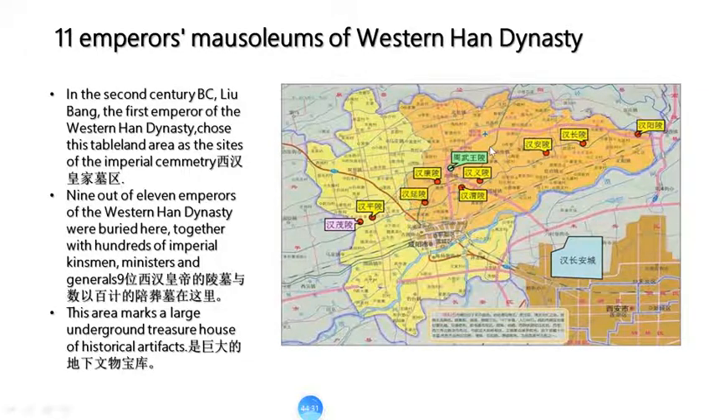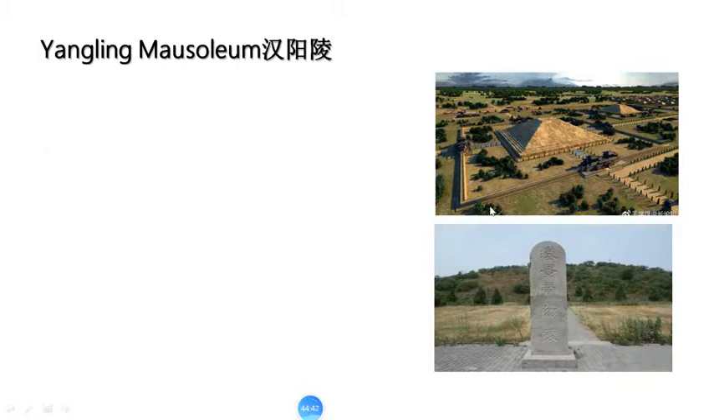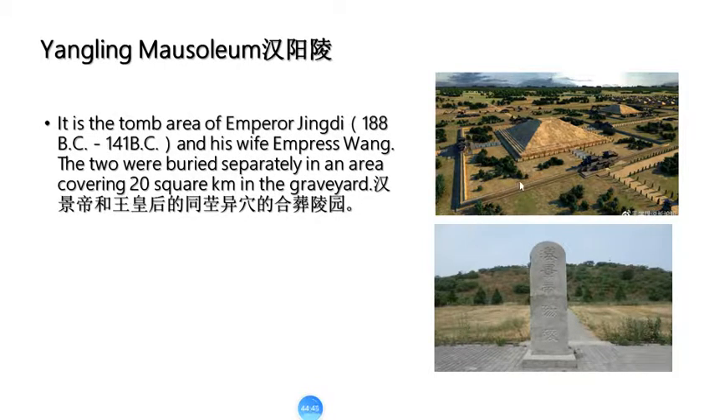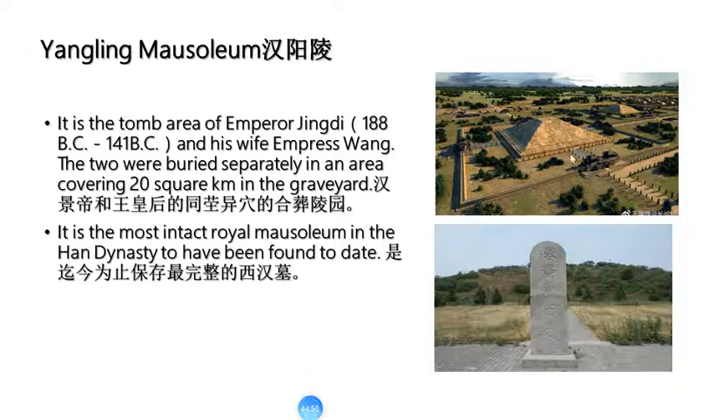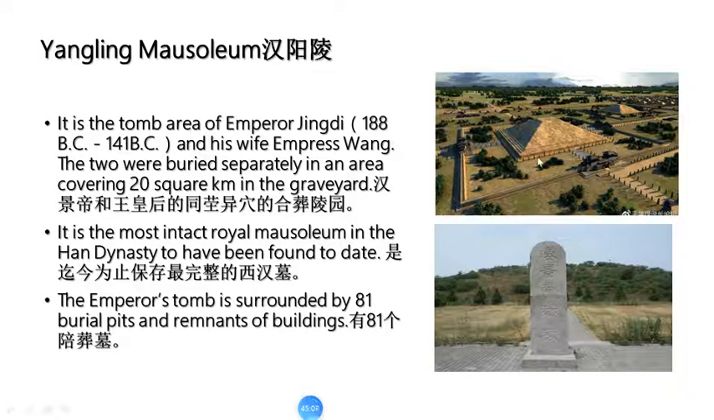Among the 11 mausoleums, the two famous ones are Yangling Mausoleum and Maoling Mausoleum. Yangling Mausoleum is a tomb area of Emperor Jing Di and his wife, Empress Wang. The two were buried separately in an area covering 20 square kilometers in the graveyard. It is the most intact royal mausoleum in the Han Dynasty to have been found to date. The Emperor's tomb is surrounded by 81 burial pits and remnants of buildings.